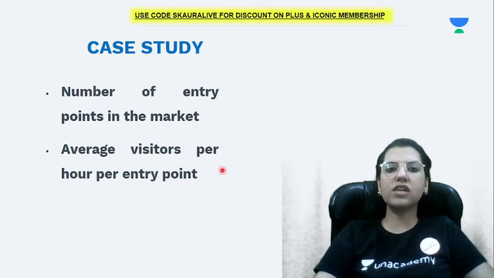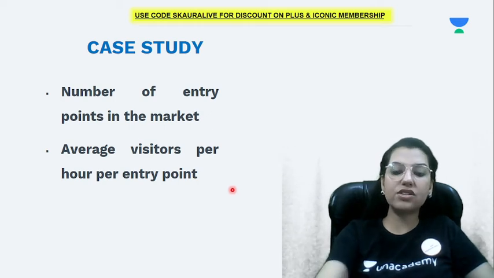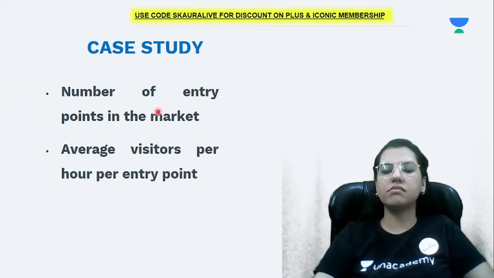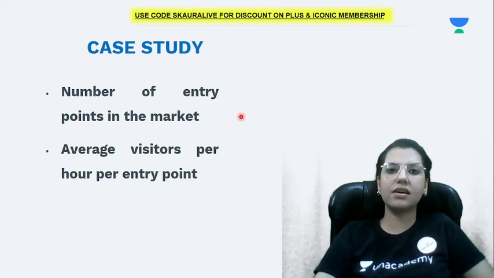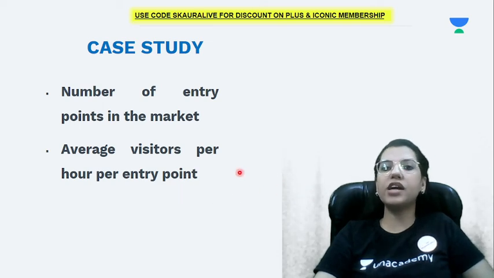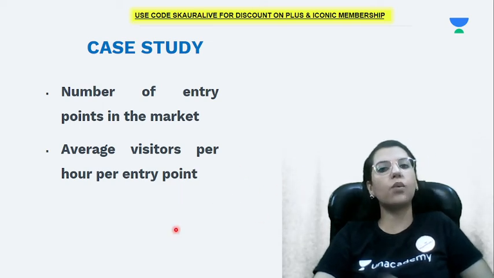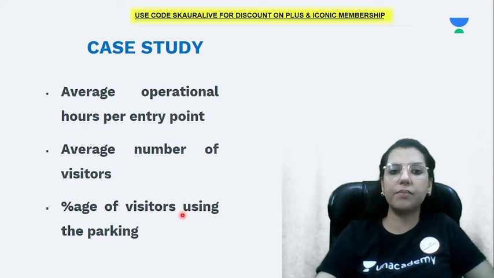How many average visitors are there per hour per entry point? Take some number, like there are maybe 10 entry points. Why not 20? Justify that. How many visitors per hour per entry point? Take again some number, and justify why this number, why not the other one.